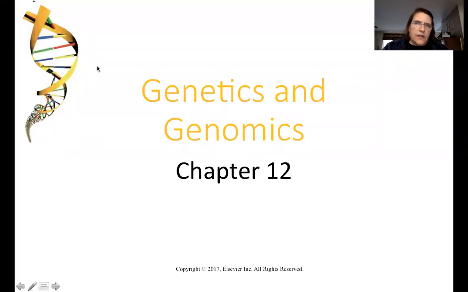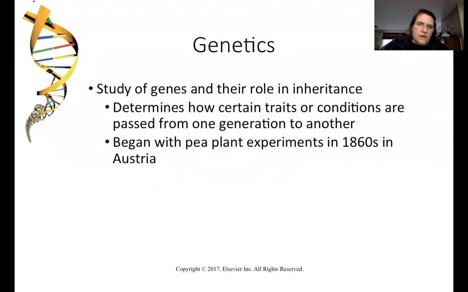This chapter is over genetics and genomics. This is chapter 12. Genetics is the study of genes and their role in inheritance, how a cell operates, and the proteins it makes so that the protein can correctly control how quickly a cell grows, how often it divides, and how long it lives. It determines how certain traits or conditions are passed from one generation to another. And this all began with a simple pea plant experiment in the 1860s in Austria.